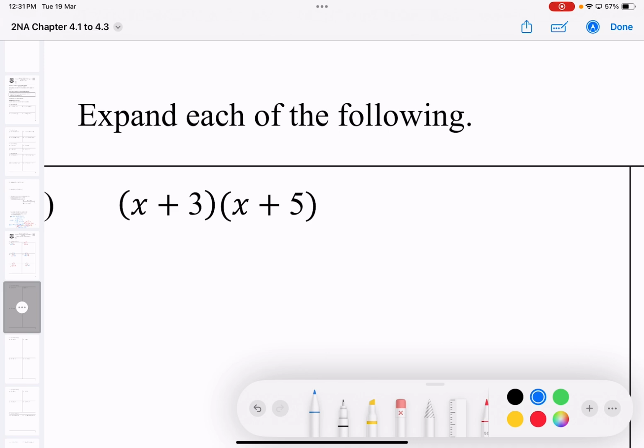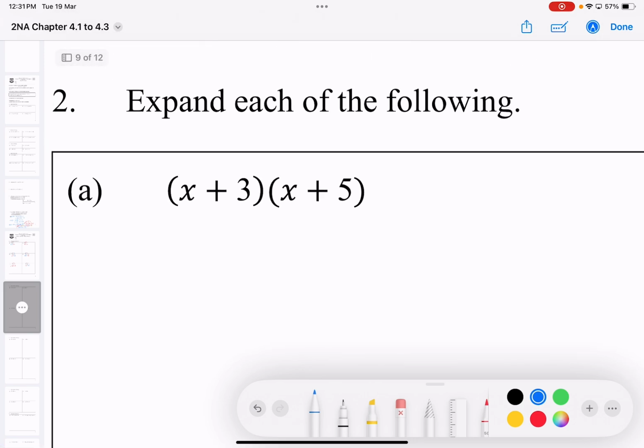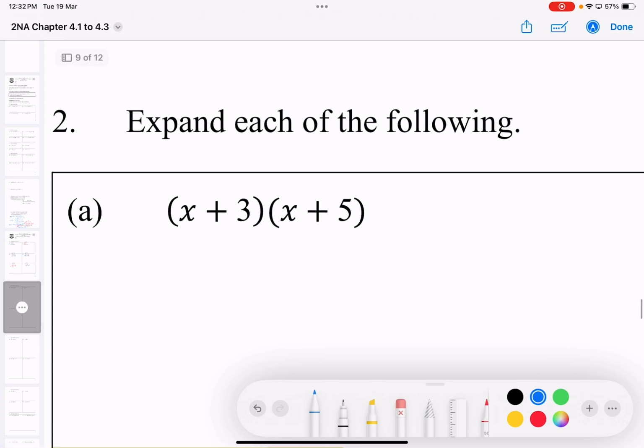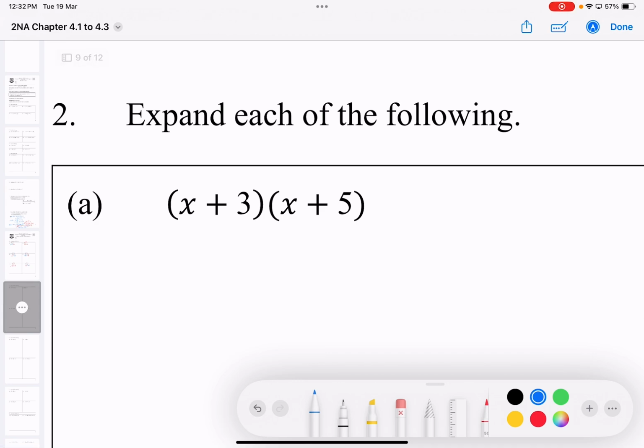Okay? This one, we will also do the rainbow method. But the term on the left, here you have two terms, you have x and you have 3. The first step, ignore one of them. Don't care about one of them, just ignore it. You can even cover it up.